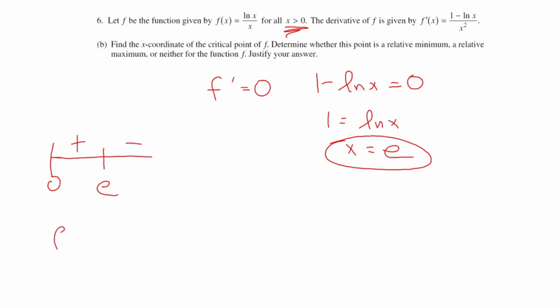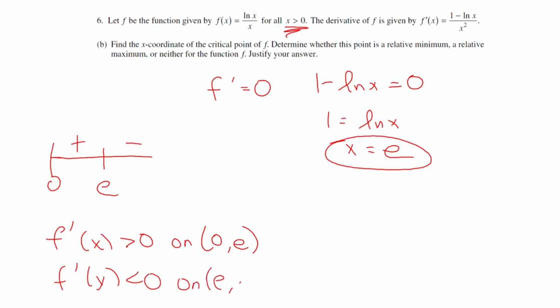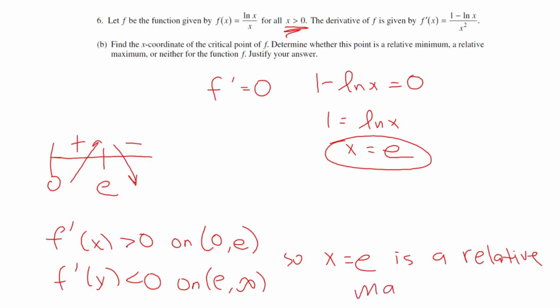So we can say that f prime of x is greater than 0 on 0 to e, and f prime of x is less than 0 on e to infinity. So x equals e is a relative extremum. And if our function increases then decreases, that means it's a relative maximum. And they gave you 3 points there: 1 for getting e, 1 for saying maximum, and 1 for a justification.